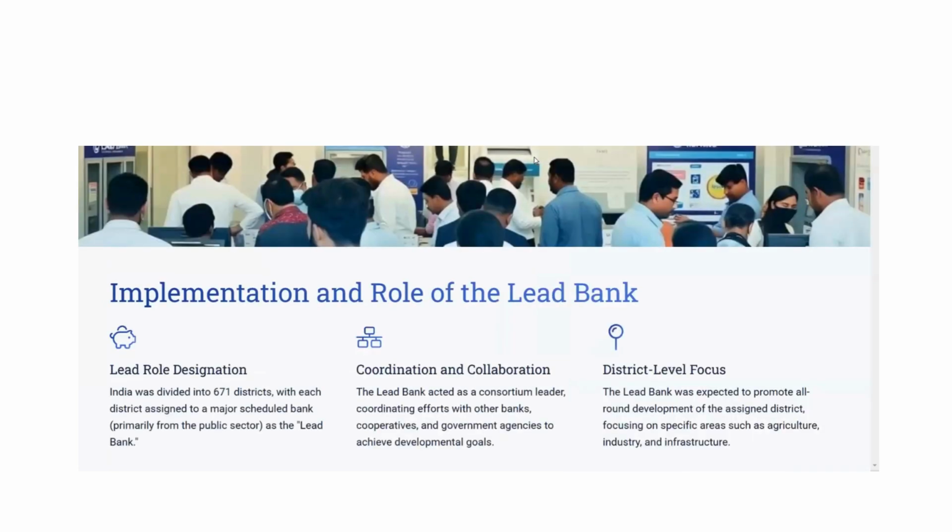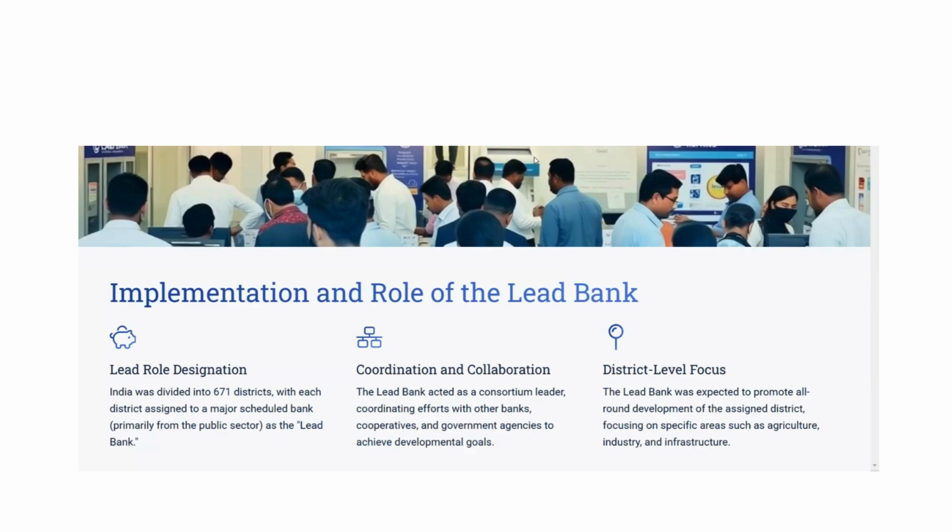Implementation and role of the lead bank is important to understand, and we can understand the present shape of Indian banking services in rural areas and small towns. So, lead role designation: the scheme was named with lead. India was divided into 671 districts, with each district assigned to a major scheduled bank, primarily from the public sector, as lead bank, and they were asked to coordinate and collaborate. So the lead bank acted as consortium leader, coordinating efforts with other banks, cooperatives, and government agencies to achieve developmental goals.